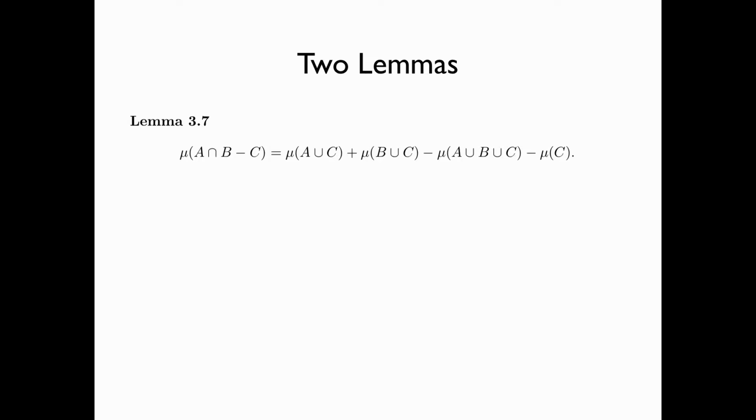First, we have in Lemma 3.7 the set identity which says that μ(A ∩ B − C) is equal to μ(A ∪ C) + μ(B ∪ C) − μ(A ∪ B ∪ C) − μ(C). Then in Lemma 3.8, we have the information theoretic identity, which says that I(X;Y|Z) is equal to H(X,Z) + H(Y,Z) − H(X,Y,Z) − H(Z).